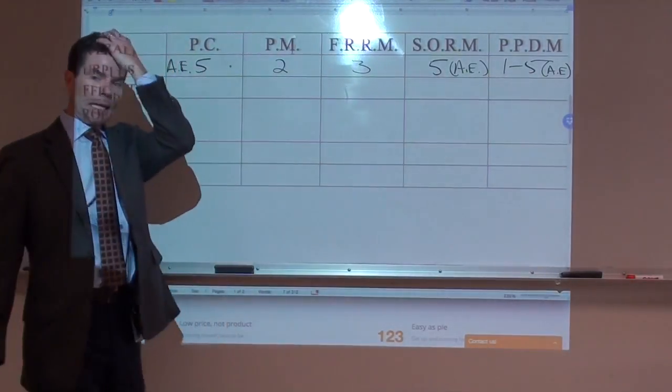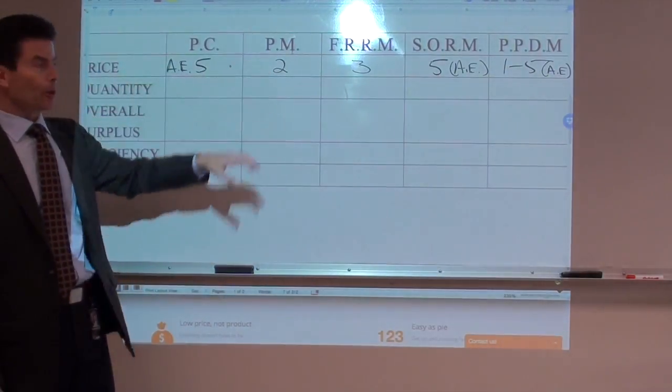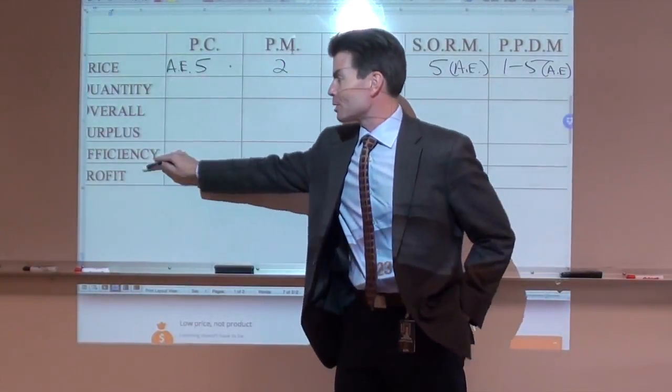All right, here we go. We're back at it. So now we gave you the first one here, and we're going to talk about the quantity, overall surplus, efficiency, and profit.